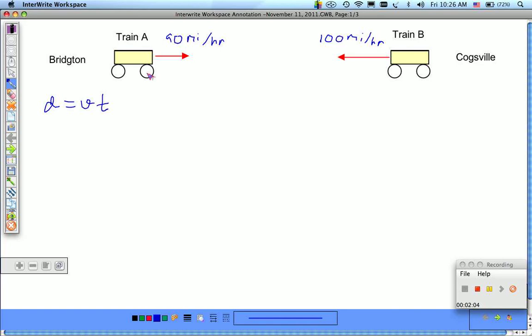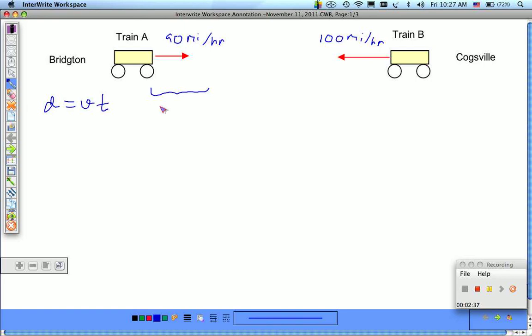Now, when I work this problem, I'm going to give train A the head start, because it says here that train A is going to leave Bridgeton traveling at 90 miles per hour, and then at 12:15, starting at noon, 15 minutes later, train B leaves Cogsville heading west toward Bridgeton at a speed of 100 miles per hour. So I'm going to consider this distance here, the head start of train A, and calculate what that distance is.